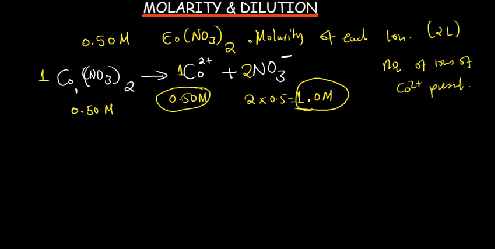To find the number of ions of cobalt 2 plus, remember the relationship between the number of ions and Avogadro's number, and the relationship with Avogadro's number is with the number of moles. So we need first to determine the number of moles, and we know that molarity is given as number of moles over volume. Let's make number of moles the subject of the formula, meaning that number of moles is going to be equal to molarity times volume.